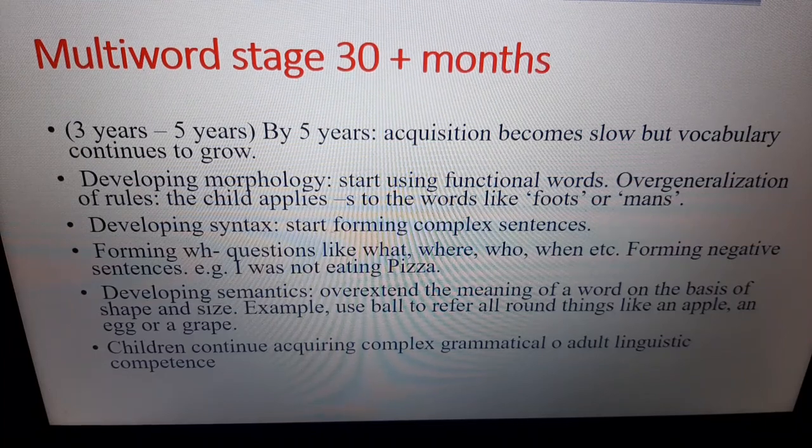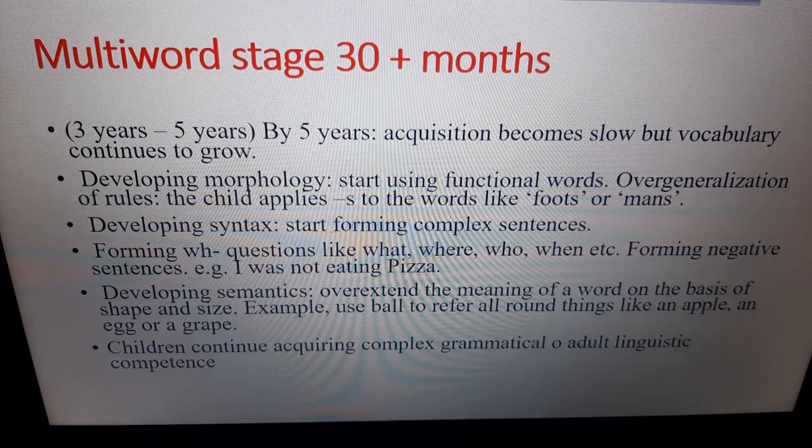Developing morphology. Children start using functional words. Overgeneralization of rules: the child applies them to words like "foods" or "mans." Developing syntax. They start forming complex sentences. This stage may also be called the complex stage.